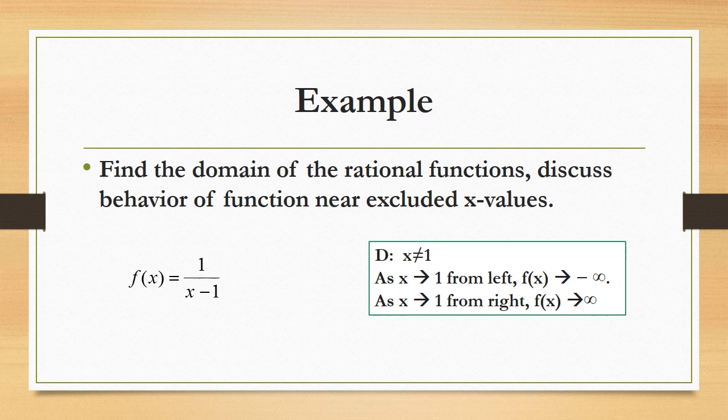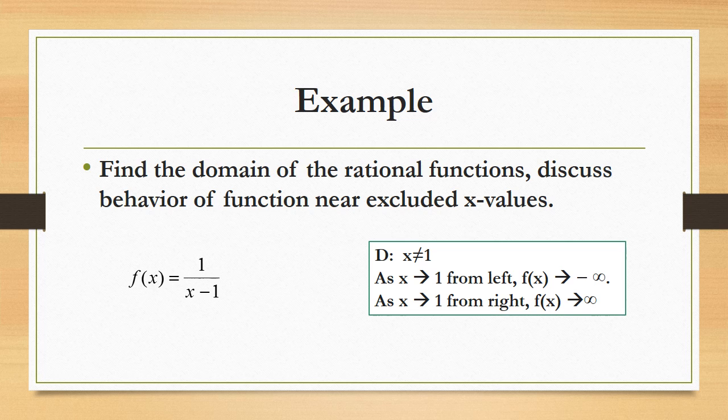Okay, so the domain: x cannot be 1, and if you look at this, as x approaches 1 from the left, the graph goes down towards negative infinity, and as x approaches 1 from the right, the graph goes up towards positive infinity. You can double check this by graphing it on your calculator.